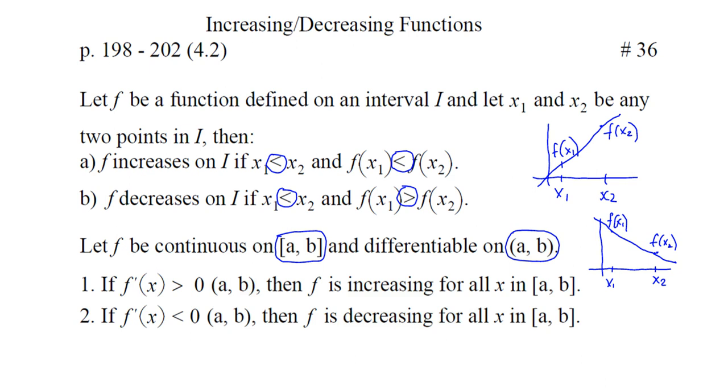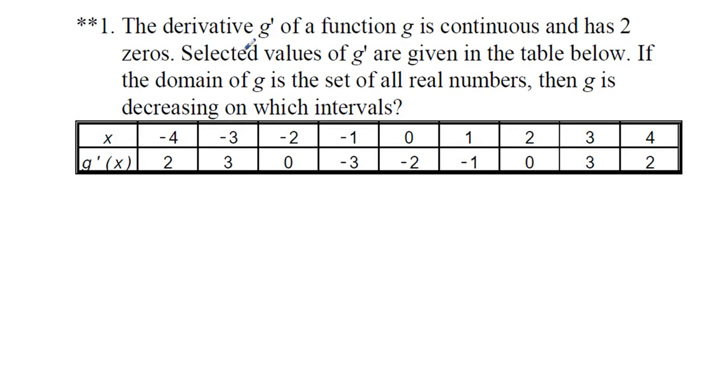And we have a few problems articulating this notion. And I'm going to introduce a few technical devices on how to analyze the distinction between the function f and f prime. And here we have the derivative g prime of a function. G is continuous and has 2 zeros.